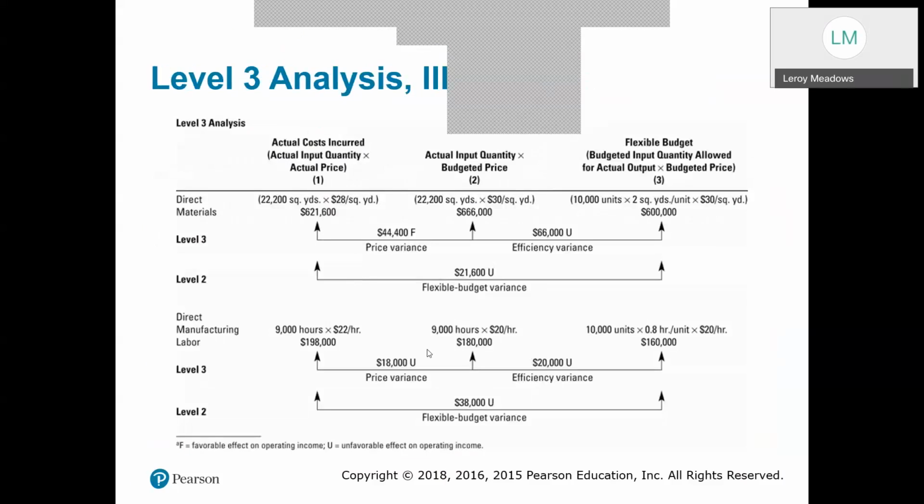Now, with this here, we're going to figure out my flexible budget. And how do I compute my flexible budget? Well, my flexible budget is going to be based on 10,000 units sold, and it requires 8/10 of an hour to make each jacket for direct labor. And then we're going to take that 10,000 times 0.8 to get the number of direct labor hours needed to make 10,000 jackets. And then we're going to multiply that by our budgeted price, and we have $160,000 here.